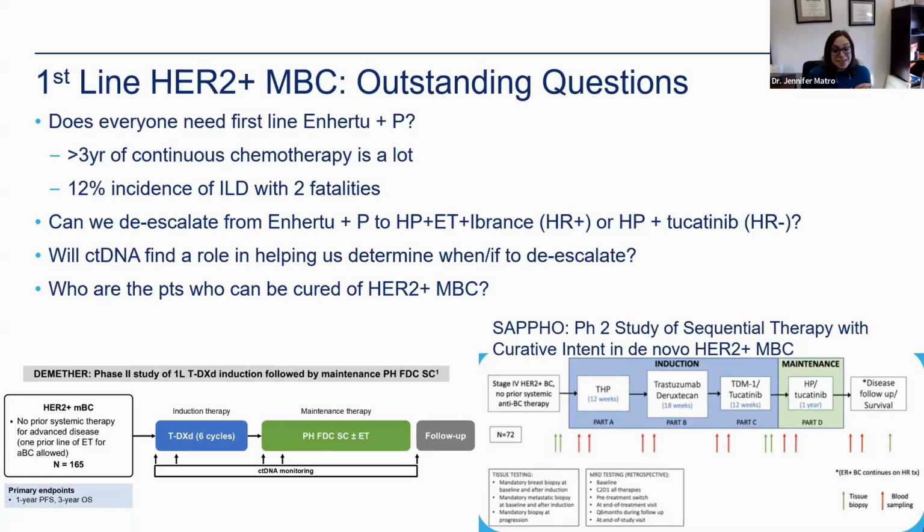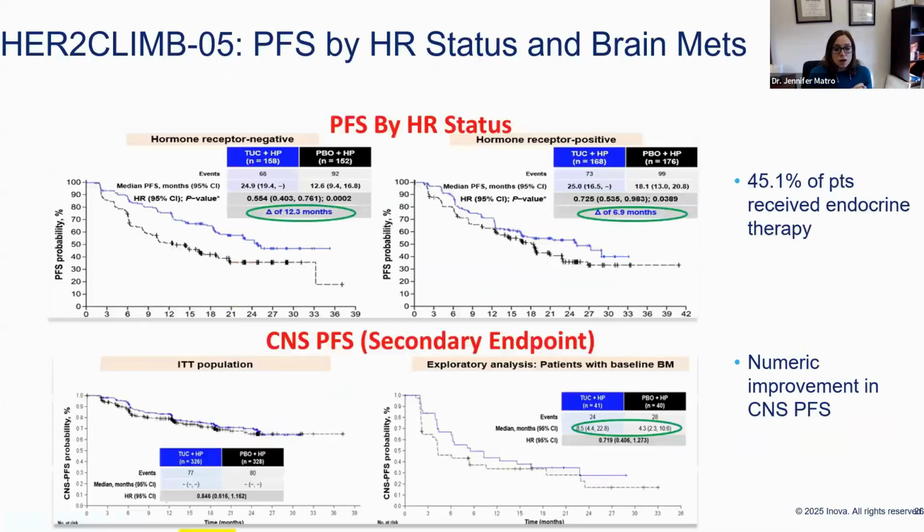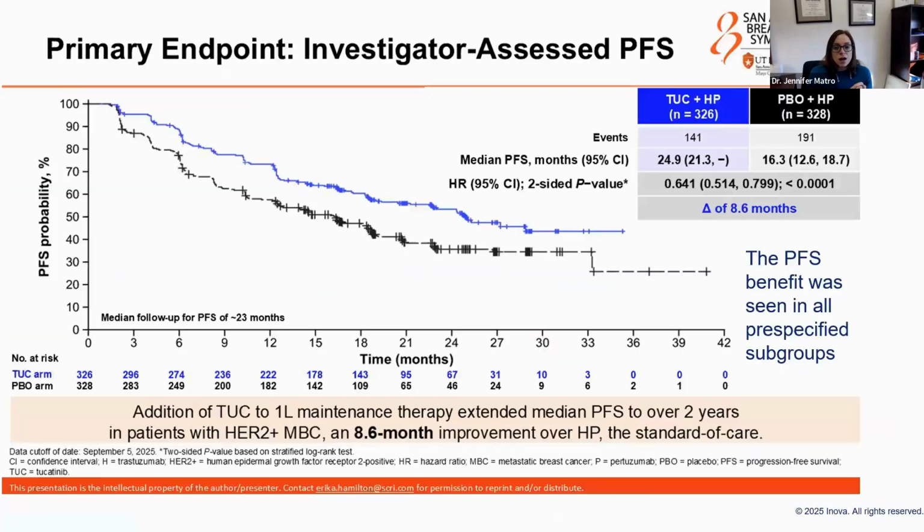This is where maybe ctDNA testing, so finding signs of cancer in the blood, might help us determine when and if we can de-escalate. And then you can see in these curves here there's this tail where there's a number of people who just stay on the therapy for a really long time. And this is unique about HER2 positive breast cancer, where because the drugs are so effective and HER2 is such a really robust target, we think we can actually cure some patients with metastatic disease.